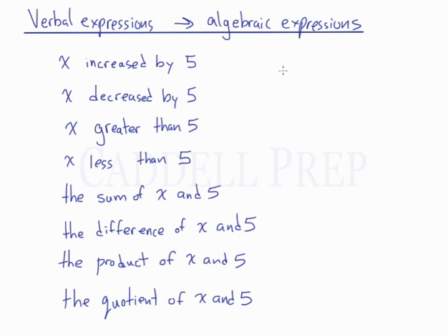Let's go over changing variable expressions to algebraic expressions. So x increased by 5. We had x, and we're increasing it by 5, so we're going to have 5 more than we originally had. So this would be x plus 5. X decreased by 5, so that means we had x, and we're decreasing it by 5, so we're taking 5 away. X minus 5.